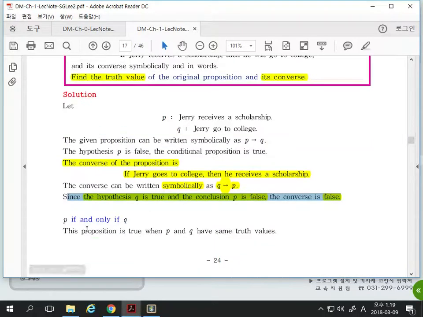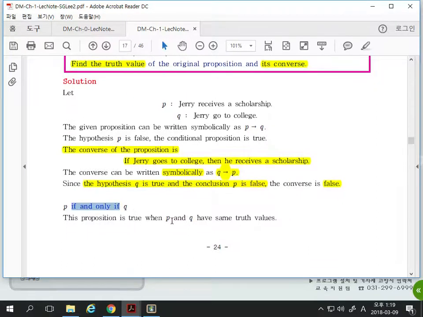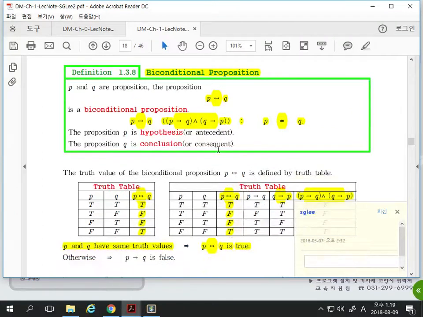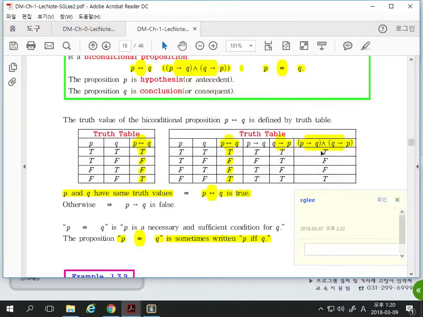And the next thing is the if and only if statement. This proposition is true when P and Q have the same truth values. Like here, the conditional proposition goes on both sides, so we call it a biconditional proposition. P implies Q and Q implies P. So this also can be written as P implies Q and Q implies P. They are equivalent. Why? These two truth tables are the same. So they are logically equivalent.